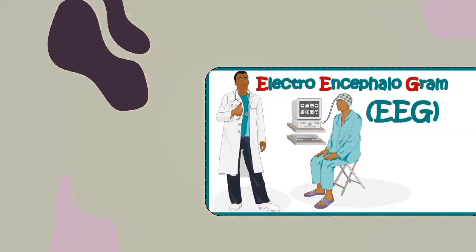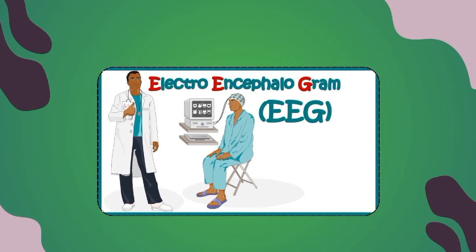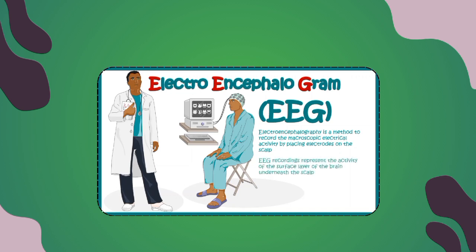In this video, we'll talk about electroencephalogram or EEG. This is a non-invasive method to record the macroscopic electrical activity by placing electrodes on the scalp. EEG recordings represent the activity of the surface layer in the brain.